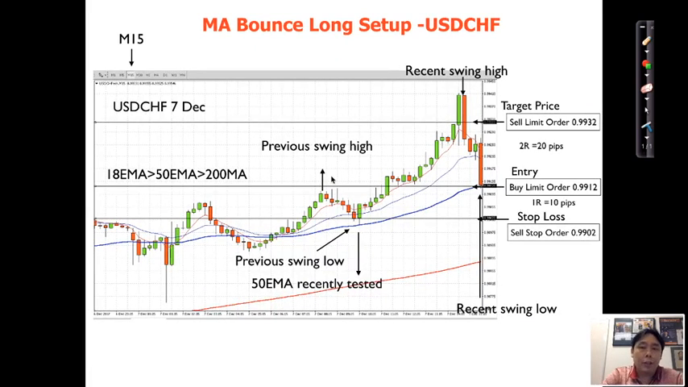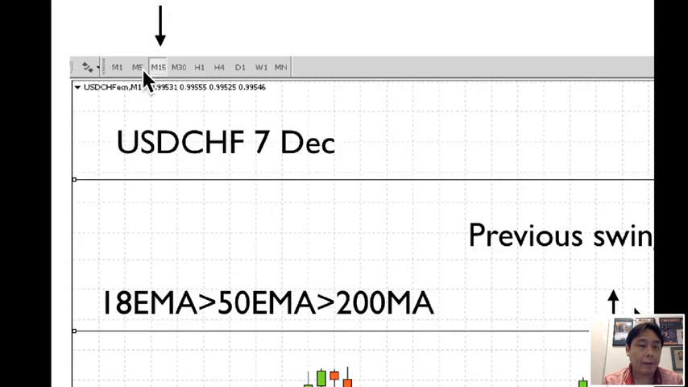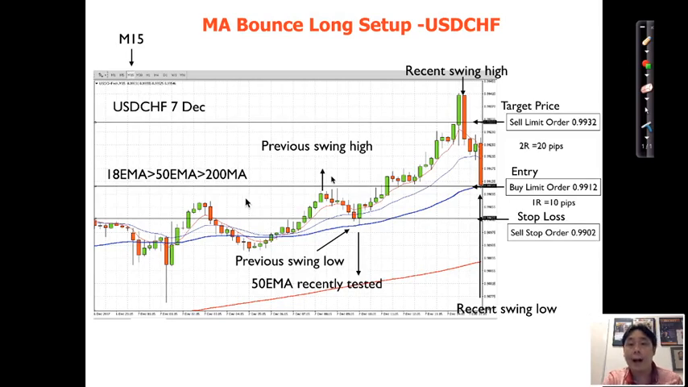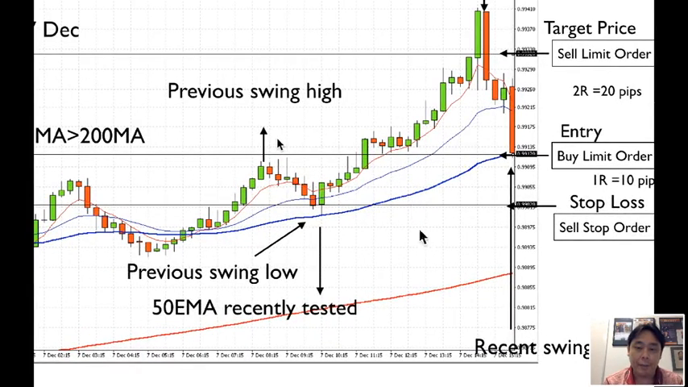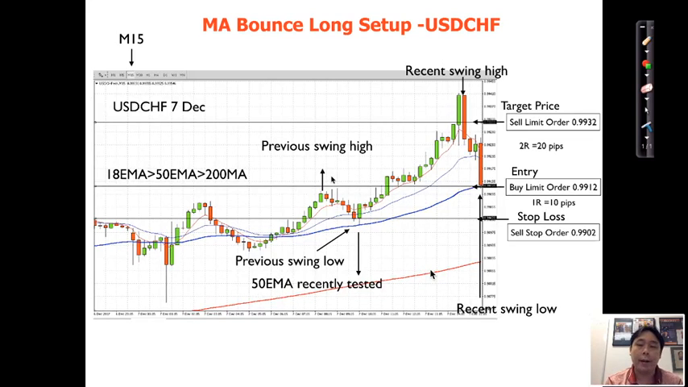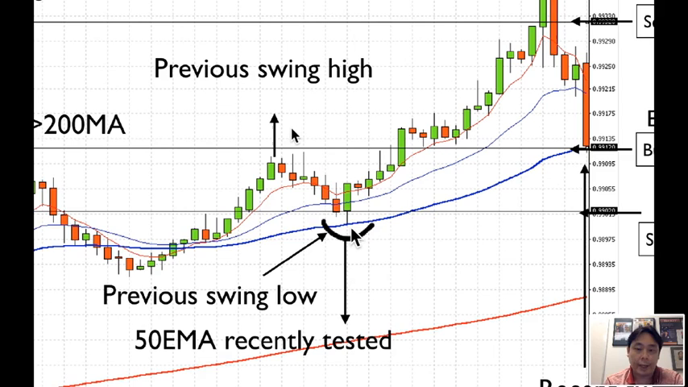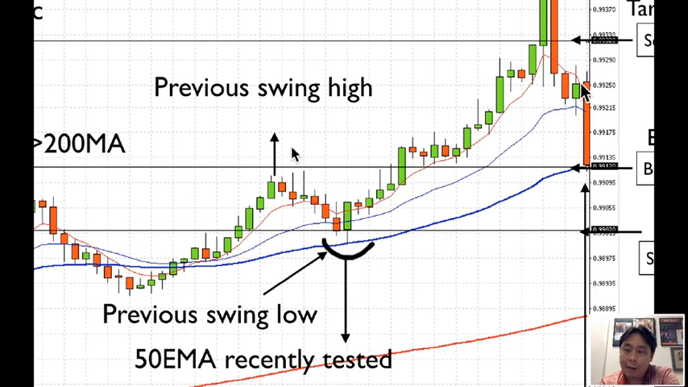So the next example is on dollar franc. This was on the 7th of December. And again, looking at 50-minute candles, we have a clear uptrend pattern, as you can see. 18 above 50, 50 above 200, clear uptrend. And again, I noticed that the 50 moving average was tested. Can you see that? Boom. We just did one test, and the price goes up, and it's coming down, coming down, and it's going to hit the 50.